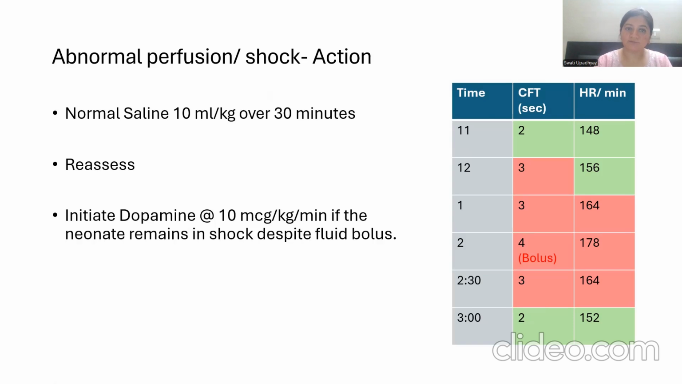This is important because in older children and adults, we usually give a bolus over a shorter duration. But in newborn babies, we usually give the bolus over 30 minutes, which is a little slower than in older children. After that, we have to reassess, keep monitoring the CFT, the heart rate and the blood pressure while you are giving some intervention for abnormal perfusion.